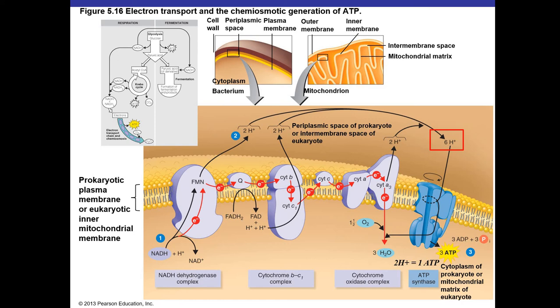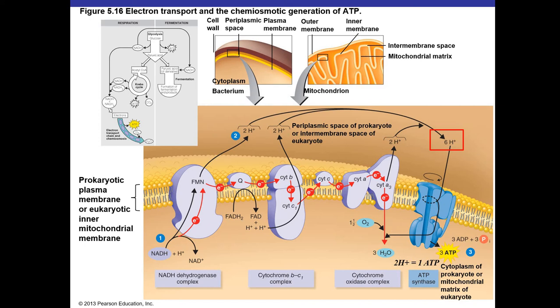So here's what the chain actually looks like. It's embedded in a membrane. Again, for a bacteria, this is going to be at the cell membrane. For a eukaryotic cell, this is going to be the inner mitochondrial membrane within the mitochondria. But we're going to focus right now on what happens with NADH. So in step 1, we see NADH is going to come into the first member of the electron transport chain, which also happens to be the first proton pump.